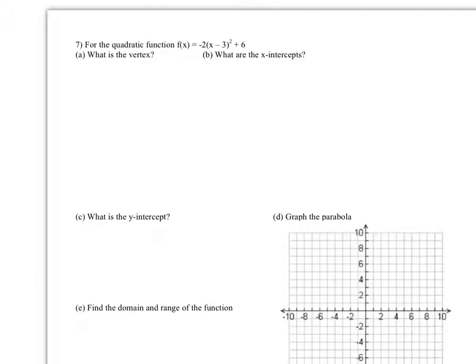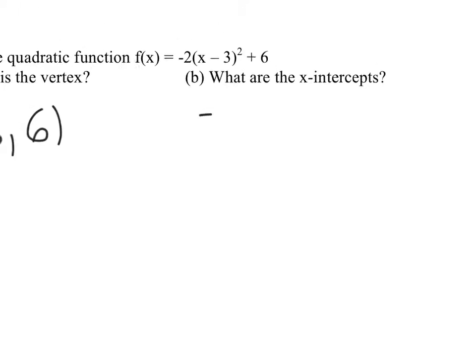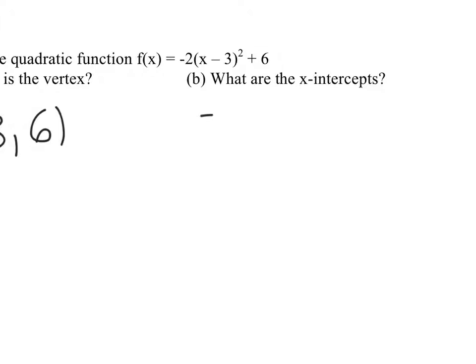All right, in this one, what is the vertex? The vertex is 3, 6. As far as what are the x-intercepts, we're going to do the same process we did before. So we're going to take this. Actually, let me zoom in a little bit. And solve it. So I need to subtract 6. That gives me -2.